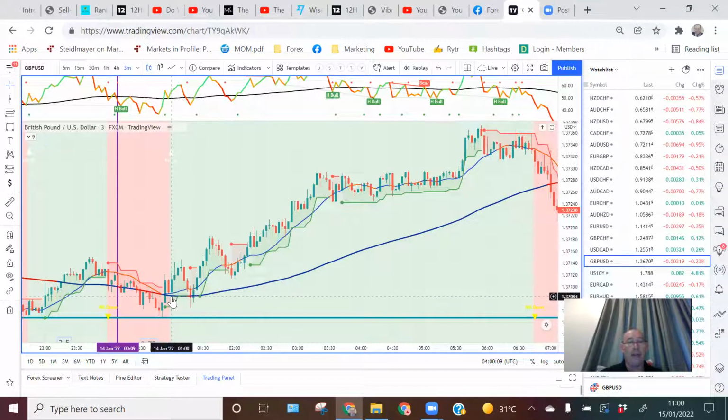So here we go. Matrix turns green. We look up. It's coming down. It goes up. It comes down. Oh, this is a retest. Wait for the retest. It comes down. The matrix is green. Got the retest on the magic line. Here we go.